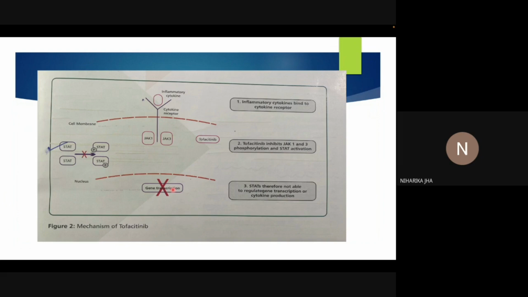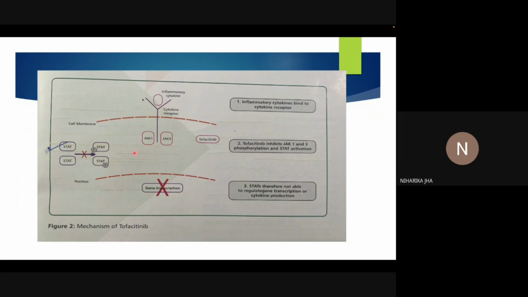In short, I will explain it to you again. Normally, inflammatory cytokine comes and binds to the receptor. JAK gets activated. JAK activates STAT by phosphorylating it, and as a result, gene transcription of cytokines happens, and cytokines are released into the body for the pathogenesis of the diseases. But what is tofacitinib doing? It is inhibiting the JAK. JAK gets inhibited, STAT does not get phosphorylated, gene transcription does not happen, and cytokines are not released in the body. So this is how it inhibits the JAK-STAT pathway. It is also known as the JAK-STAT inhibitor or the JAK inhibitor.